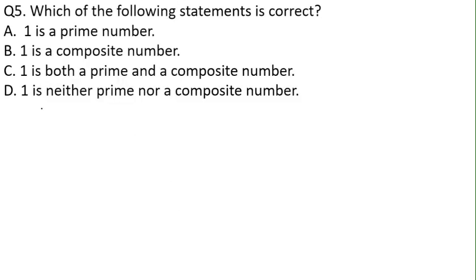Which of the following statements is not correct? Now this question I have already taken in our previous batches as well. Option A is one is a prime number, one is a composite number, one is both a prime number and a composite number, one is neither prime nor a composite number. So the correct answer for the given question is option number D, because for that, you should understand what is the definition of a prime number, as well as you should know what is a composite number, right?